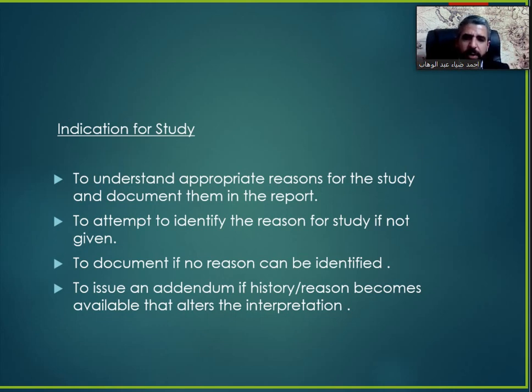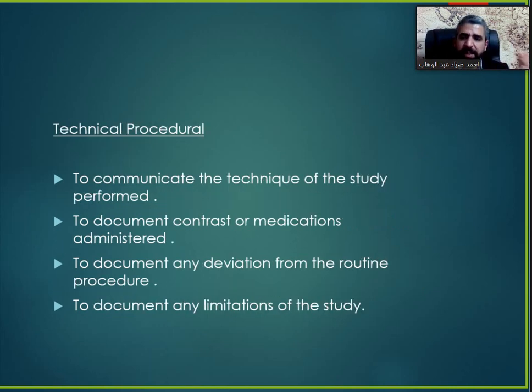And we have to issue an addendum if the history or the reason becomes available that alters the interpretation. If we interpret the image with no apparent reason, and then for some reason we come to know the reason, we should put another addendum later to say this study was done for that reason. The technical or procedural part, we should write it to communicate the technique of the study performed.